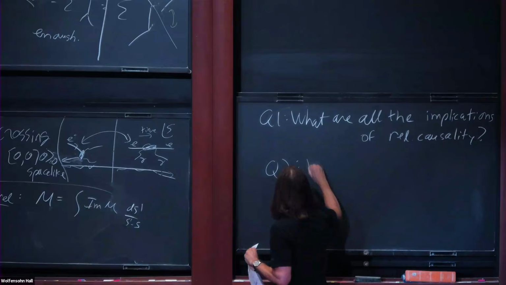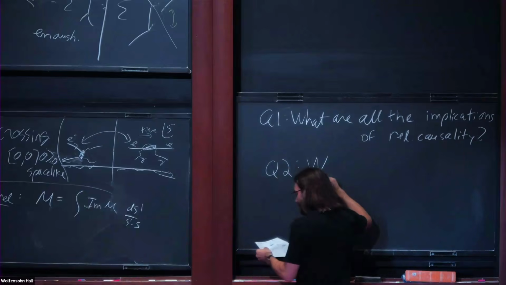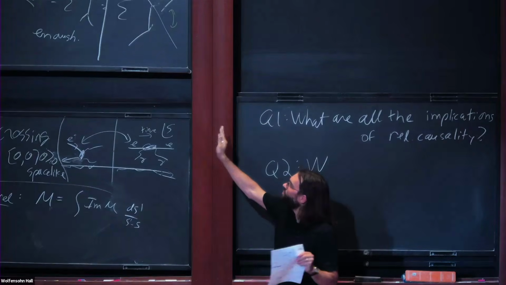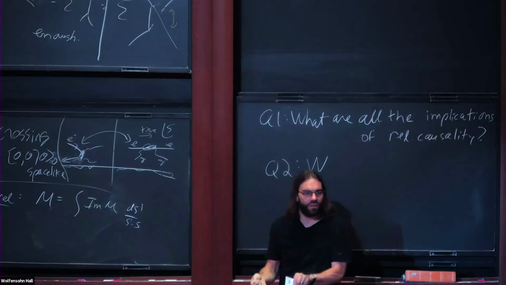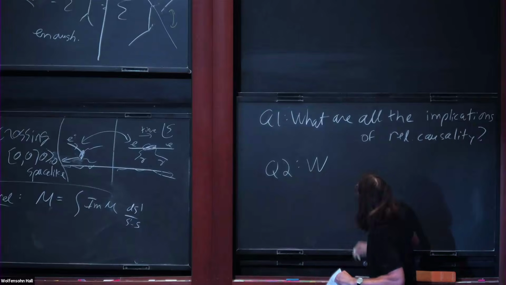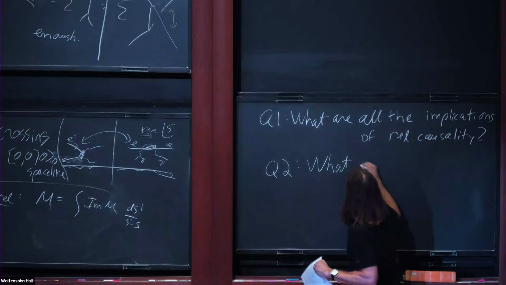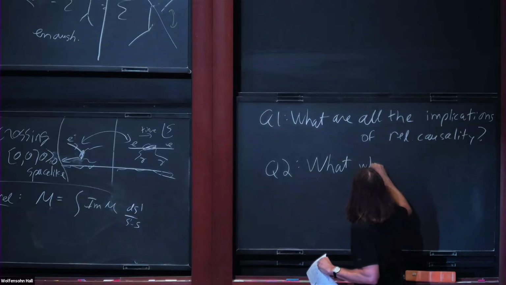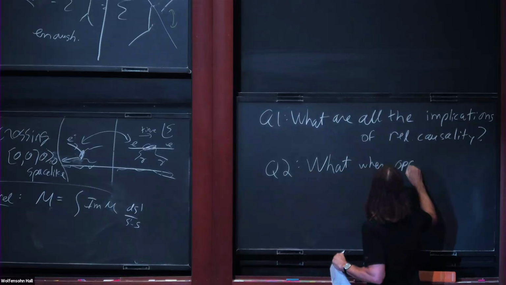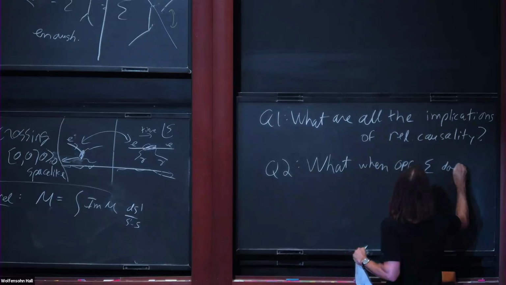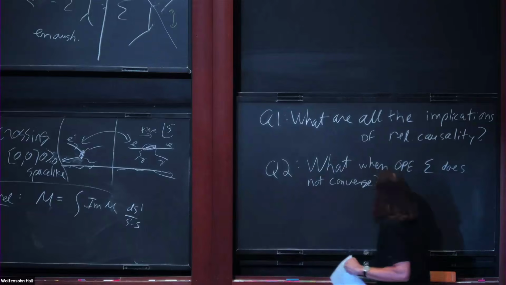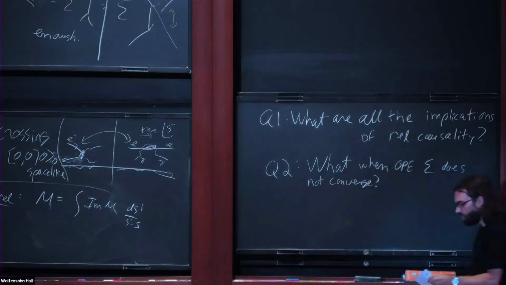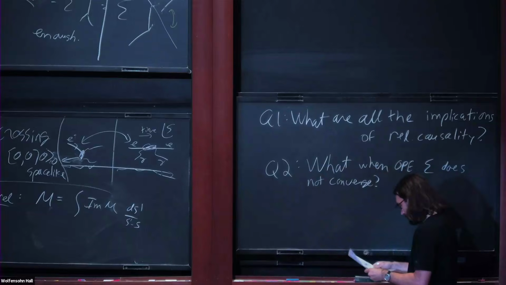So the other thing is that the OPE converges in many cases, but we also saw that the OPE does not always converge in Lorentzian signature. And so what do we do when the OPE sum does not converge? And we'll discuss a concrete situation where this is needed.